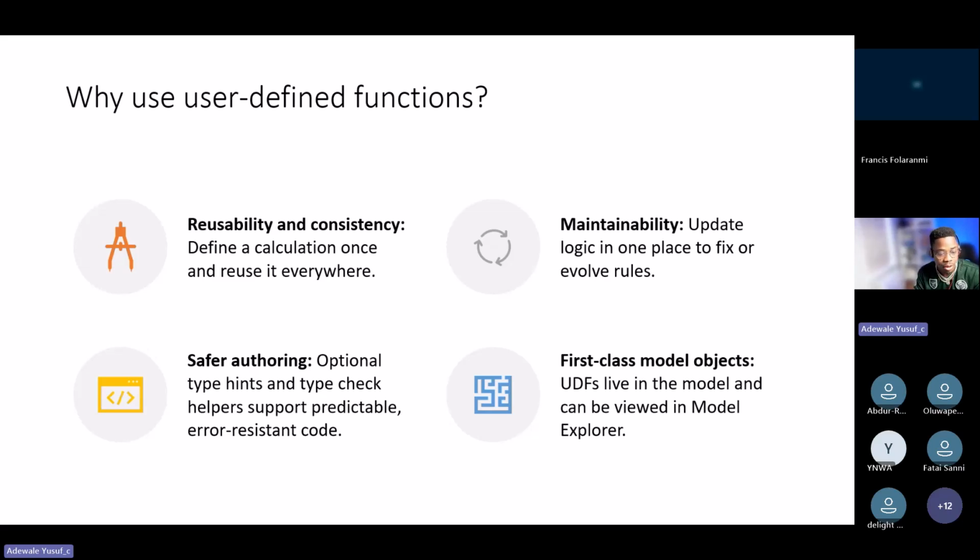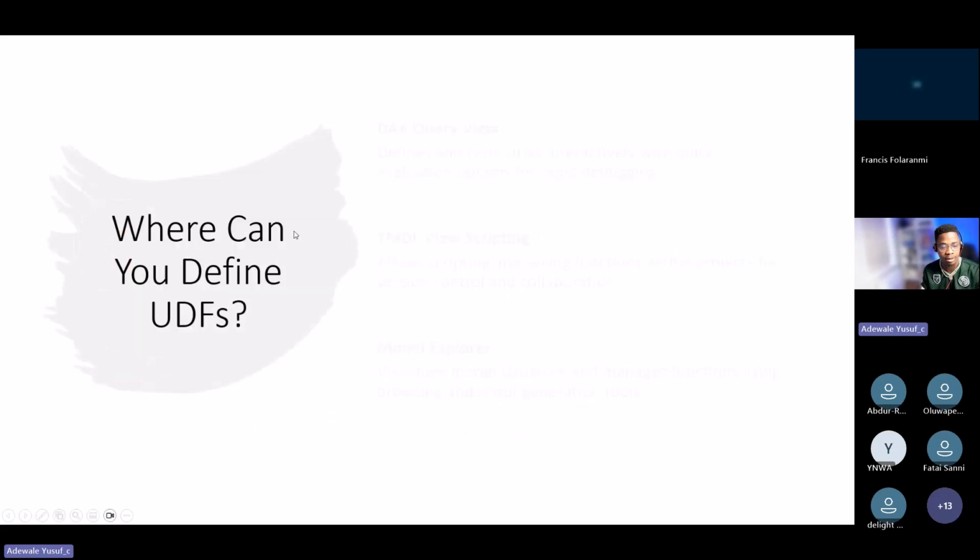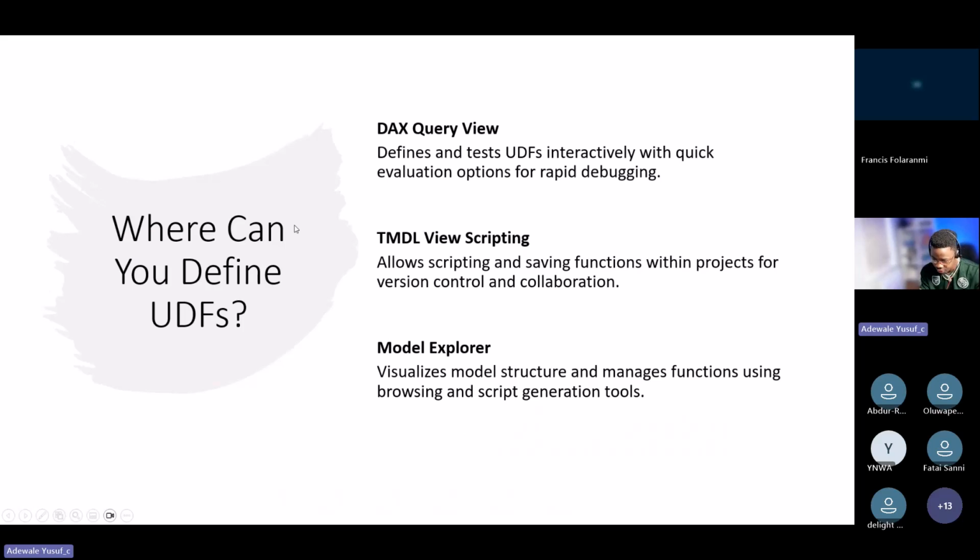It's also safe to author. It's very easy. It supports some error-resistant code where you are creating it, so it's very easy to use. It actually lives in your model, although it can be viewed in the model explorer. So it's easy for you to call at any time you want to call it. Those are some of the reasons why we use user-defined functions.